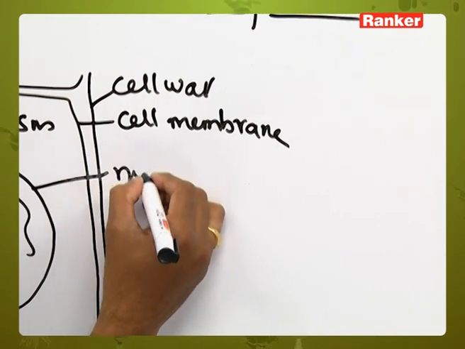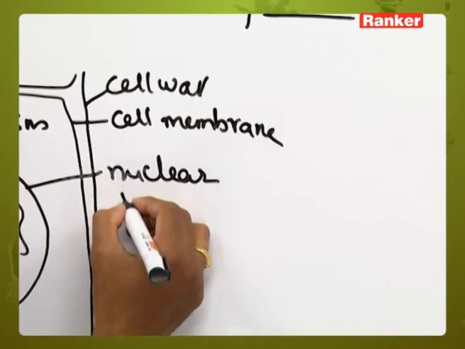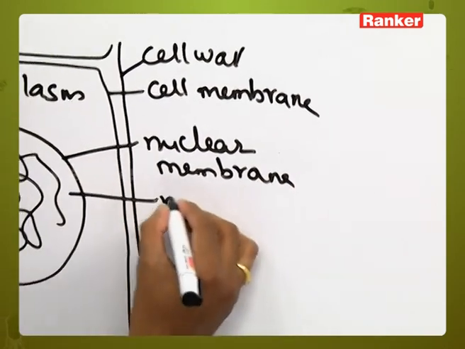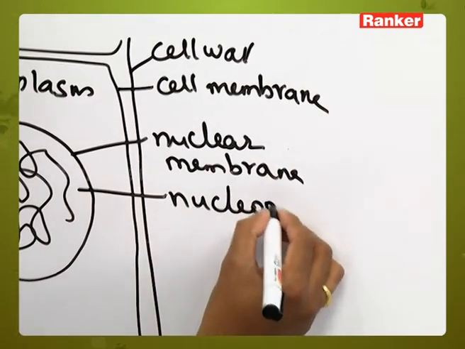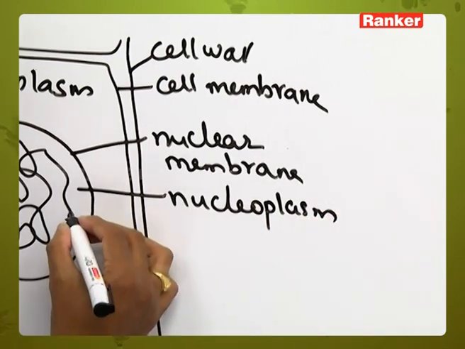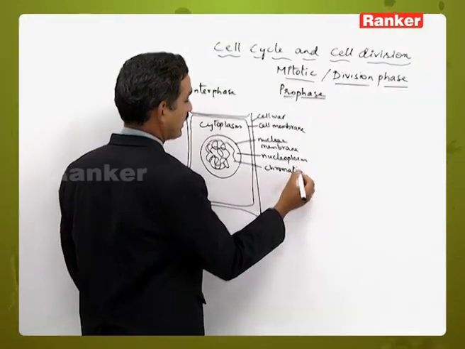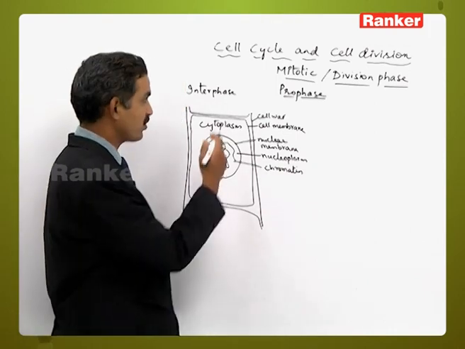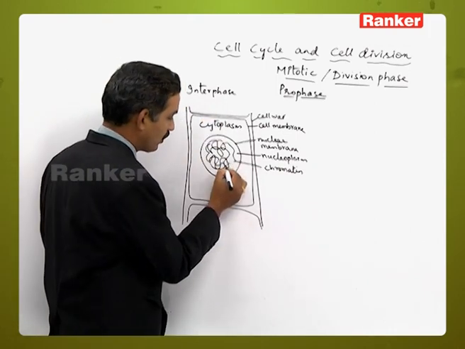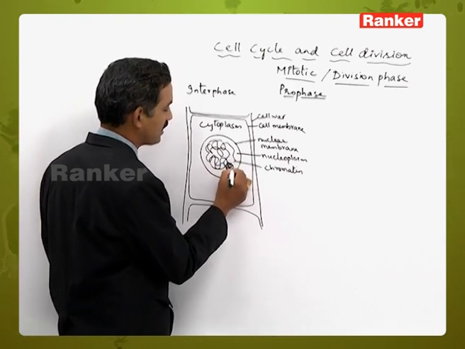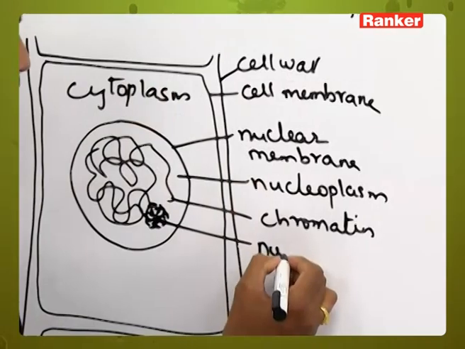This is the nuclear membrane. In the nuclear membrane, this is the nucleoplasm. This is the chromatin. Here the chromatin is a long, elongated thread-like structure present during the interphase stage. Here and there we can see one or two, or sometimes more than one, spherical, darkly stained structures called the nucleolus.